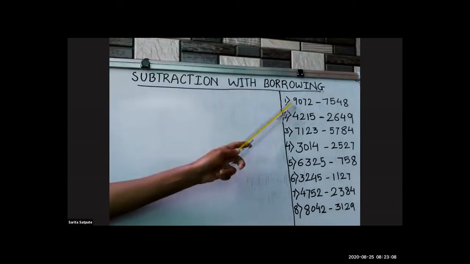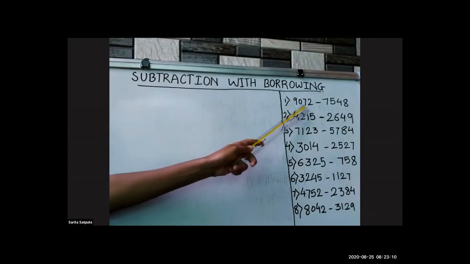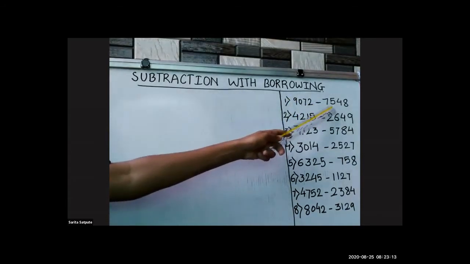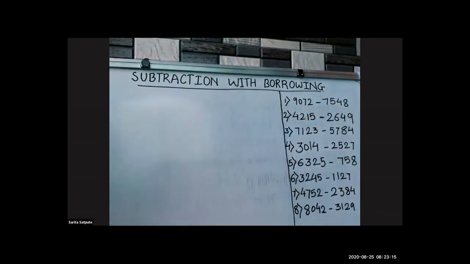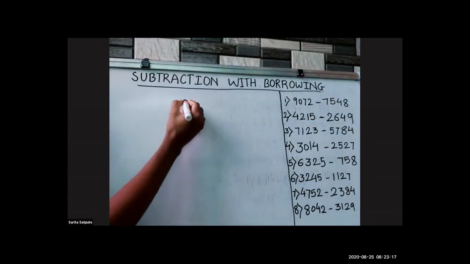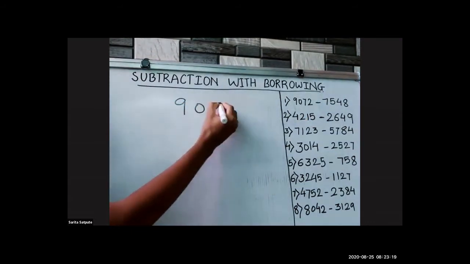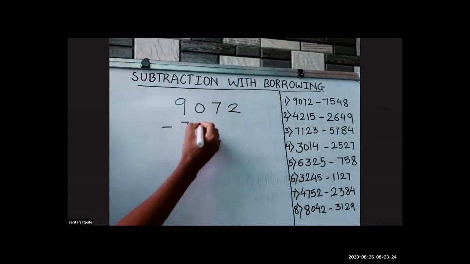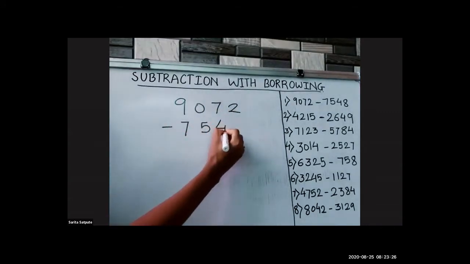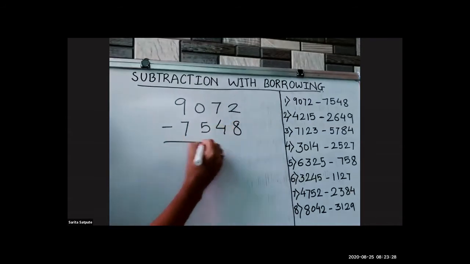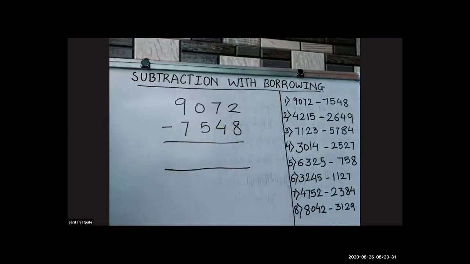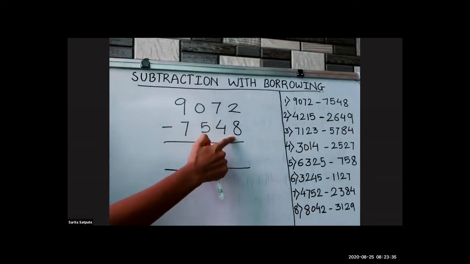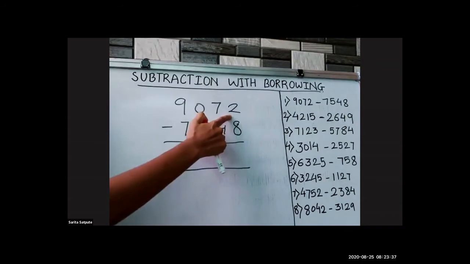So here the first question is 9072 minus 7548. So we will write the question first, that is 9072 minus 7548. Yes. Now here you can see 8 is a bigger number and 2 is a smaller number. So you cannot subtract 8 from 2.